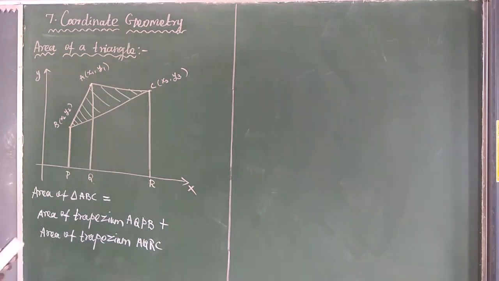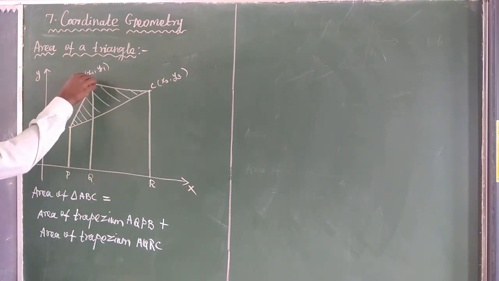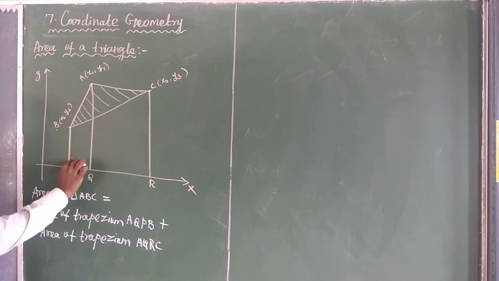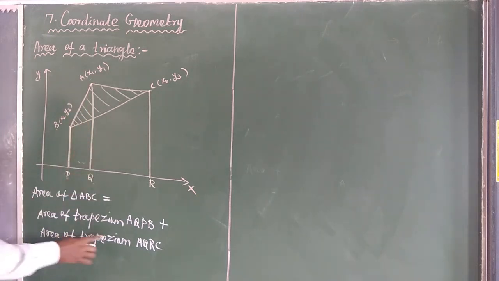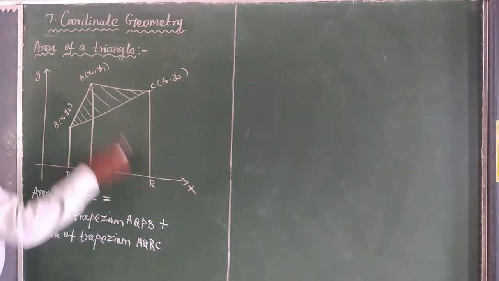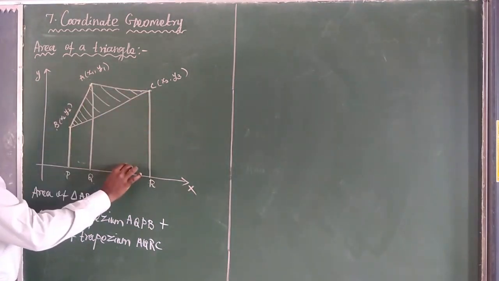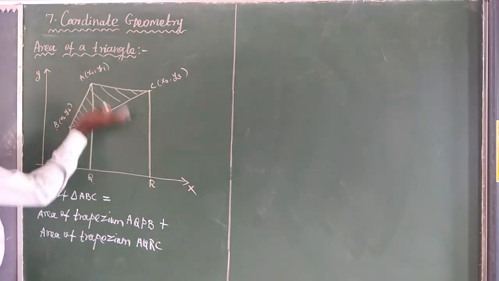Okay, just think about the area of the triangle ABC. I need this area. So I calculate the area of the trapezium A, P, Q, B. That is a full total area. Plus the area of the trapezium A, P, R, C. That is again a full total area. So I find out the total area.